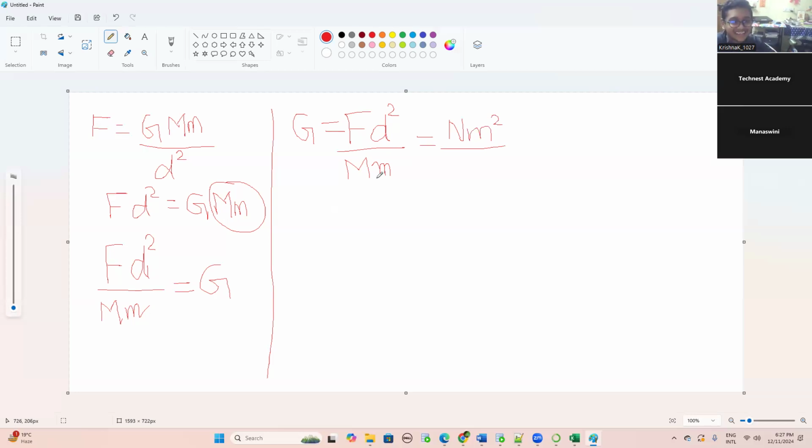Okay, very good. Sir, there are two masses, so we measure mass in which unit, Manaswini? Sir, kg. So M unit is kg. I asked you for both, Krishna.